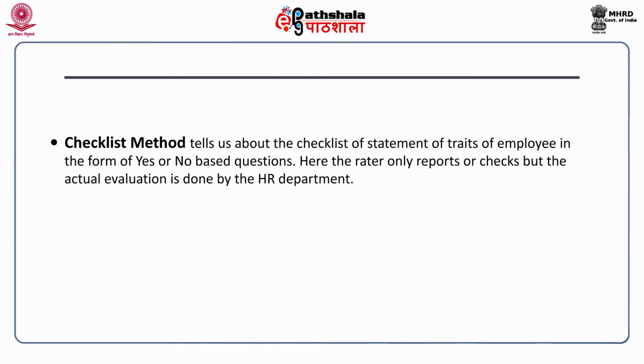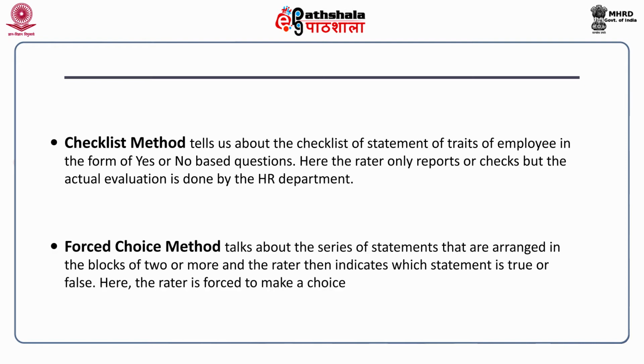The checklist method tells us about the checklist of statements of traits of employees in the form of yes or no based questions. Here, the rater only reports or checks, but the actual evaluation is done by the HR department. Forced choice method talks about the series of statements that are arranged in the blocks of 2 or more, and the rater then indicates which statement is true or false. Here, the rater is forced to make a choice.